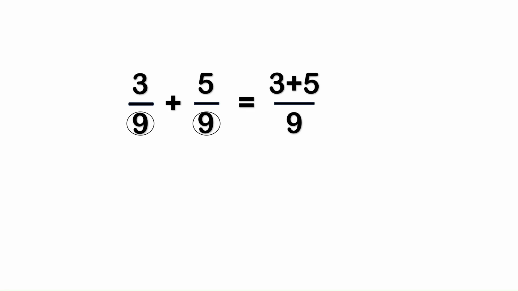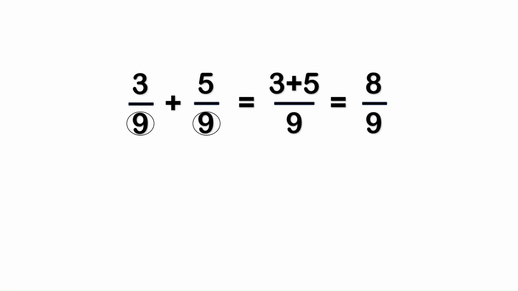Let's now add 3/9 with 5/9. Since the denominators of both fractions are same, we write the denominator at denominator's place and we write the sum of numerators at numerator's place. Thus our fraction after addition becomes 8/9.